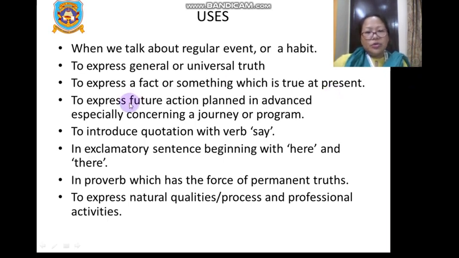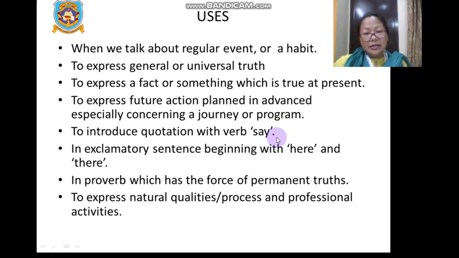To express a future action planned in advance, especially concerning a journey or a program. The train leaves at 7 in the morning. Alright. To introduce a quotation with the verb say.